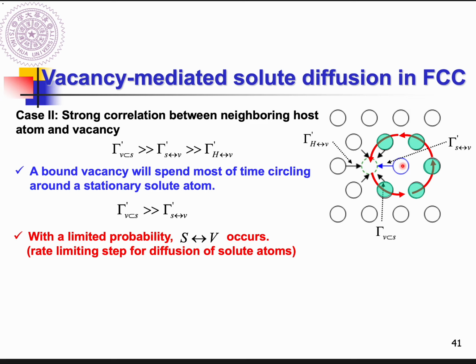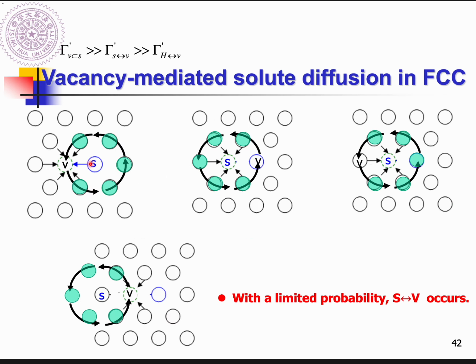So which type of atomic jumping process will drive this solute to diffuse through the FCC? The limiting step would be gamma prime SV, when a jump between the solute and the vacancy happens. Let me give you some examples. Because gamma prime Vs is much larger, you can probably observe the circling for a very long time, but next, you can observe a jumping process between the solute and the vacancy.